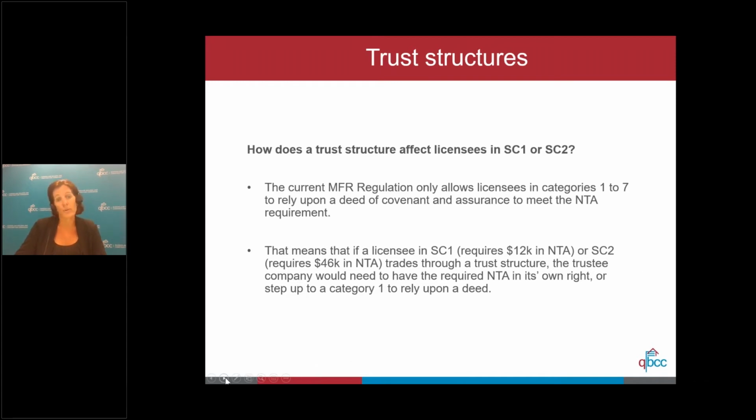So that means for an SC1 entity trading through a trust structure, the trustee entity would either need to be sufficiently capitalised to have NTA of $12,000 in its own right, which kind of defeats the purpose of having a trust if the assets are held in the trustee, or the SC1 entity would need to meet Category 1 requirements and rely on a deed, which they would need to increase their NTA to $46,001. Again, unfortunately, QBCC doesn't have the discretion in relation to this requirement as it is set out in legislation.